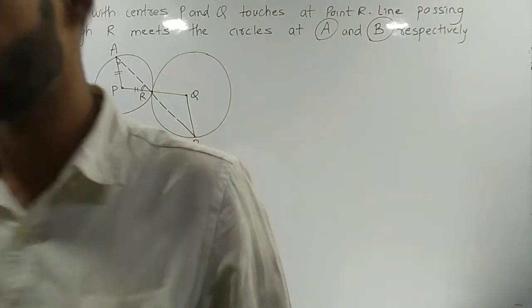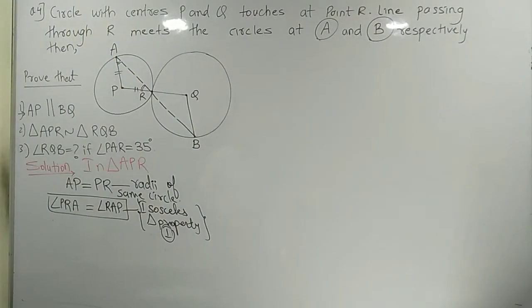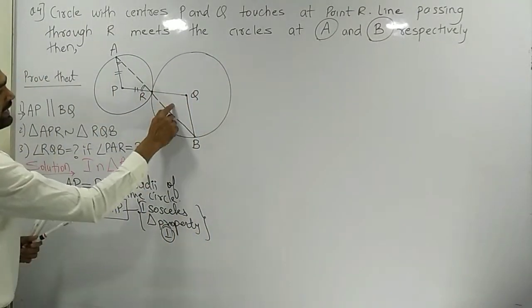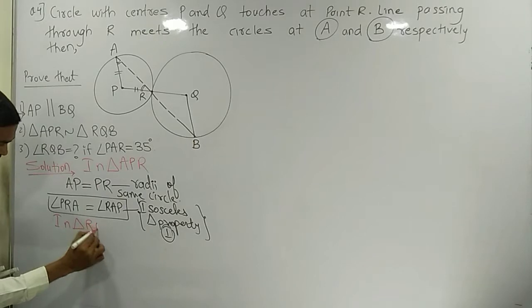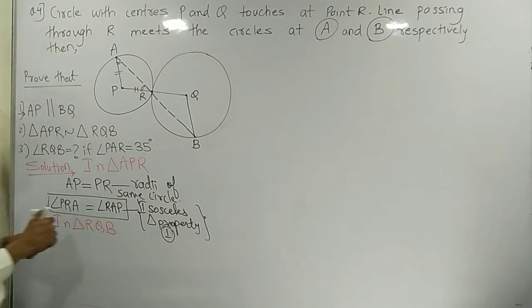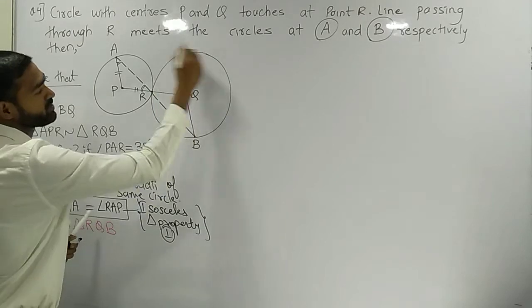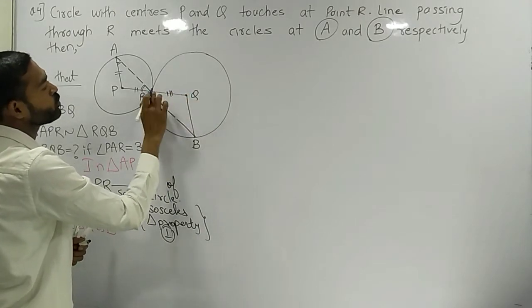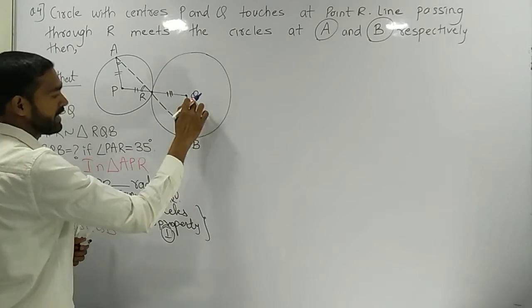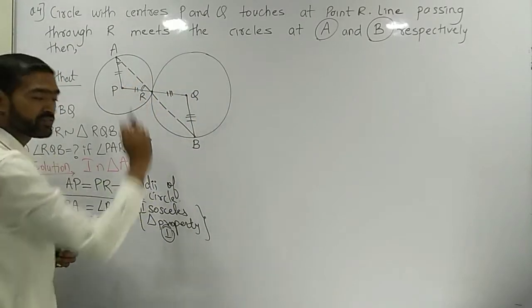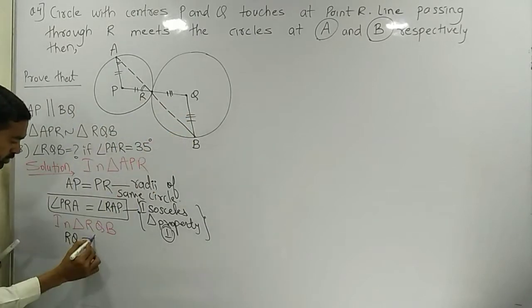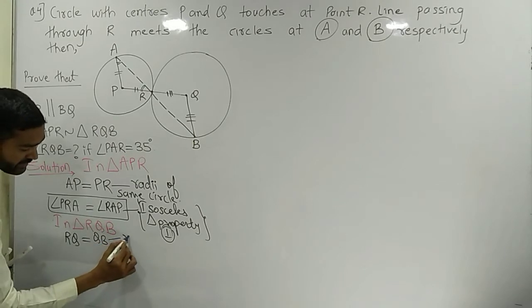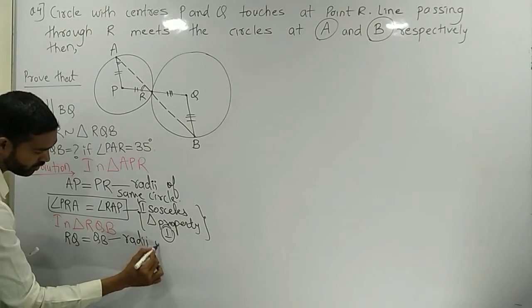Okay. The same thing we can apply in the second triangle. We have one more triangle, this lower triangle RQB. Now I'll select this triangle. Now in triangle RQB, again what do we know? Q is the center of this circle, and QR is a radius, and QB is also a radius. So radii of the same circle. We can write RQ equals QB. The reason is radii of the same circle.